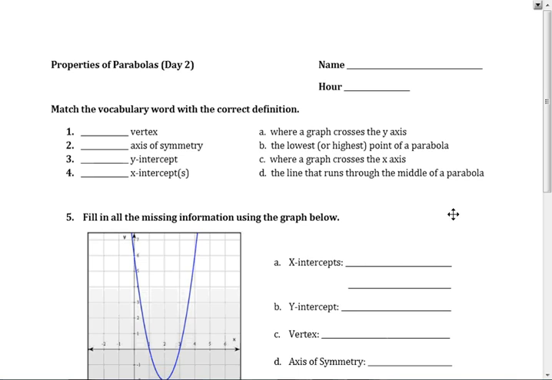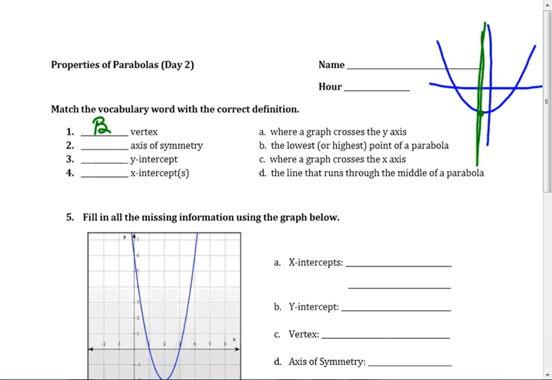Okay, 1 through 4, the vertex is going to be A, B, C, or D. What is the vertex on a parabola? Okay, the vertex is the lowest point on the parabola, or it could be the highest. Your parabola could be upside down. Number 2, the axis of symmetry is D, the line that runs through the middle of the parabola and goes through the vertex. So that's the axis of symmetry. My picture is pretty bad, but that's okay.